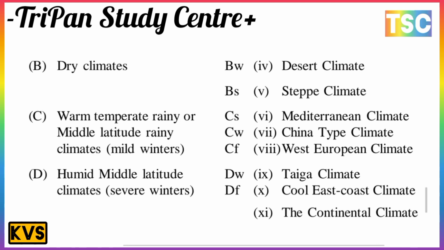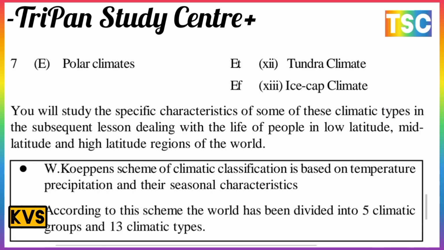Then warm temperate, rainy mid-latitude climate with mild winter: Mediterranean climate, China type climate, and Western European climate. The next is humid mid-latitude climate with severe winter: taiga climate, cool east coastal climate, and continental climate. The last is polar climate: tundra climate and ice cap climate.